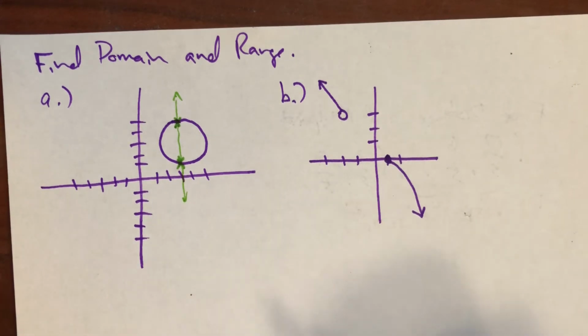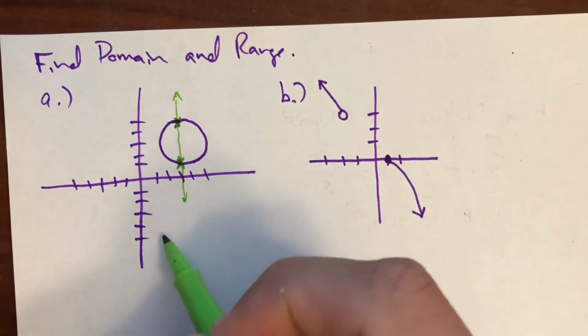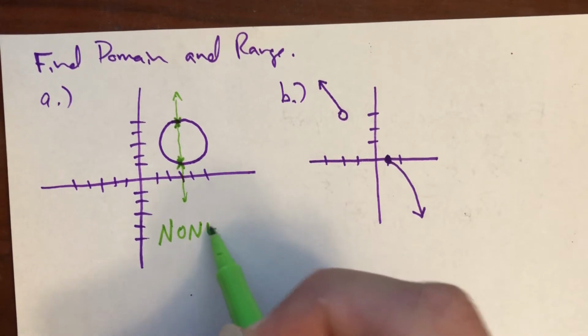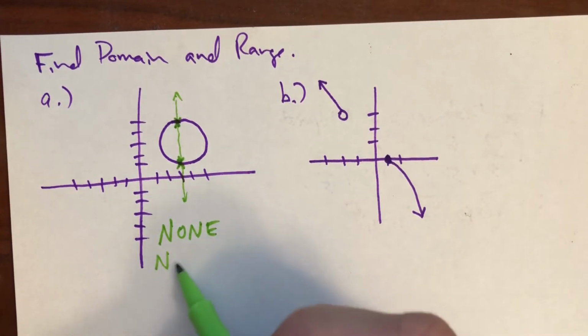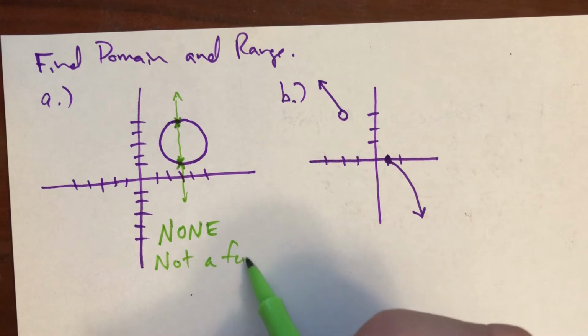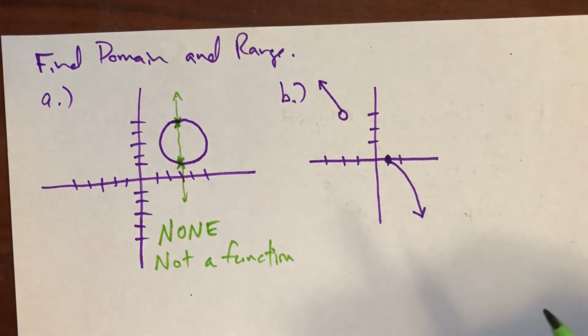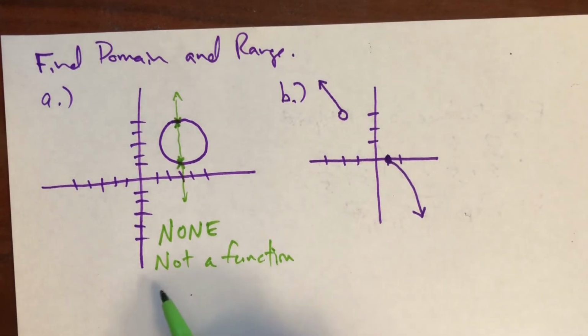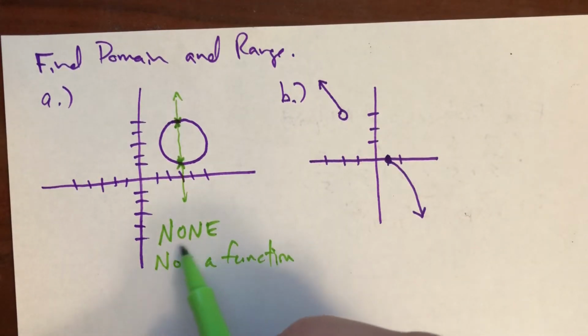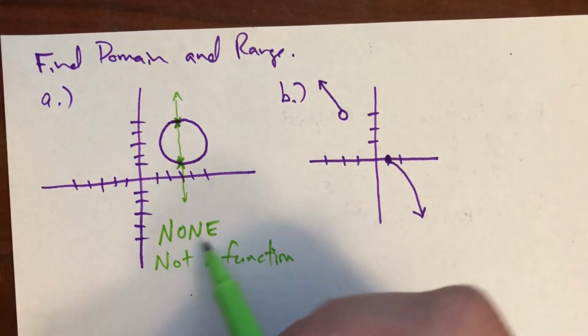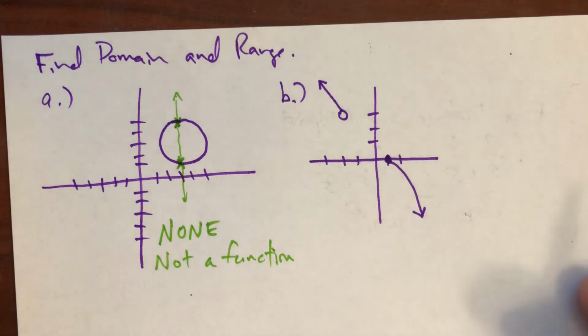So this one's not a function, and the instructions just tell us to write none in the domain and range. So there's a little circle you put a dot in for not a function, and for domain and range we put none. I probably did that in the wrong order, but I think we get the idea.